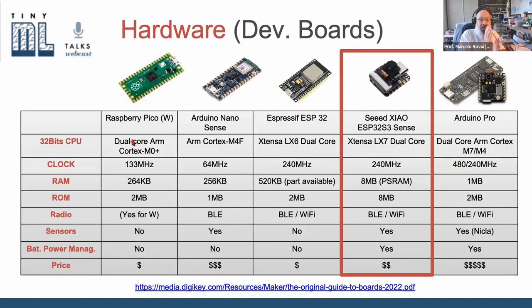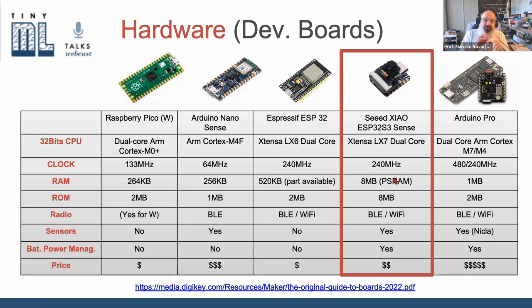Starting with hardware, only to have an idea of where the XIAO stands, among the main development boards you can find in the market today that you can use for tinyML, like the Raspberry Pi Pico that was launched last year, the Arduino Nano Sense that was very well used when we teach machine learning and tinyML, and the Espressif ESP32. And in the most advanced area of tinyML, we have the Arduino Pro line with the Portenta and the Nicla. The XIAO is very close to the Portenta, and it's a device with a lot of memory.